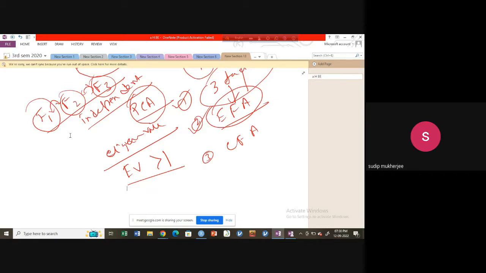For categorical data, what you use for factor analysis is commonly known as categorical factor analysis, or categorical PCA. If you search in Google, lots of literature is there on categorical PCA and the difference between categorical PCA and the PCA that we discussed today. So now I directly go to the case study.